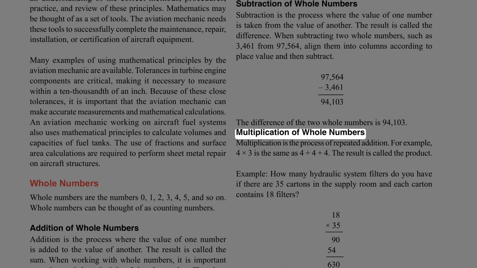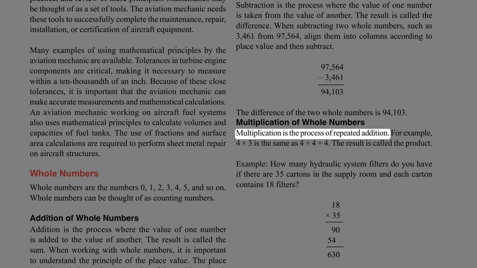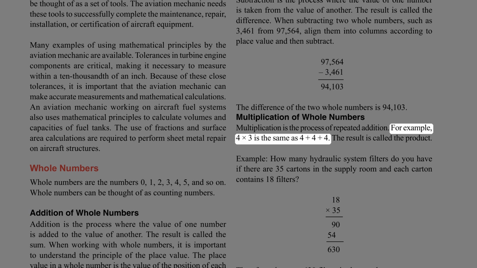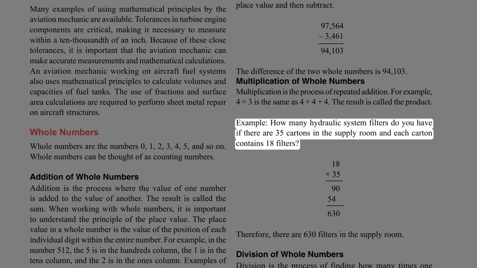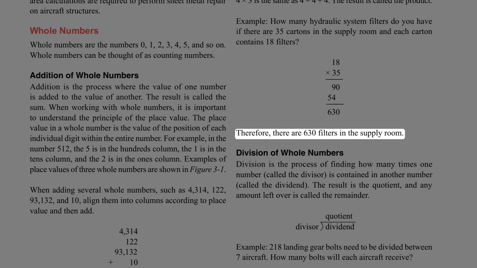Multiplication of whole numbers. Multiplication is the process of repeated addition. For example, 4 times 3 is the same as 4 plus 4 plus 4. The result is called the product. Example: how many hydraulic system filters do you have if there are 35 cartons in the supply room and each carton contains 18 filters? Therefore, there are 630 filters in the supply room.